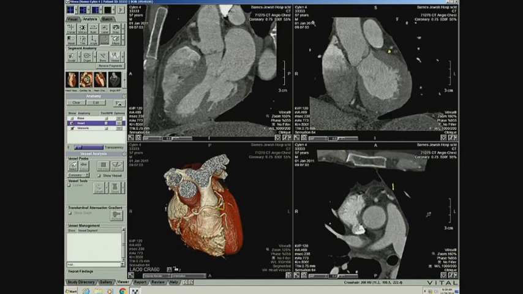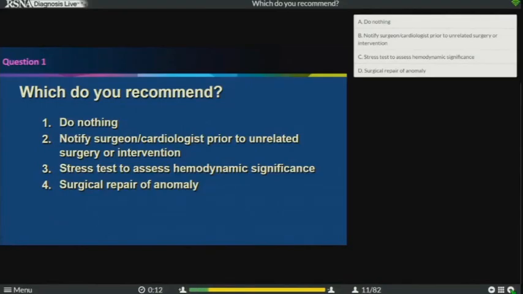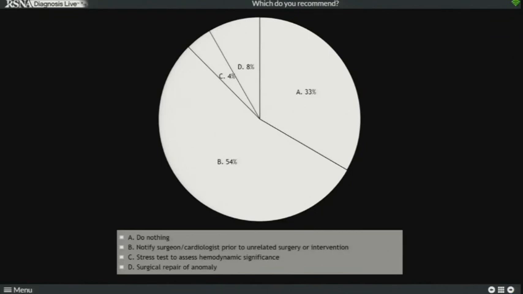So let's go back to our ARS questions, please. Can you bring up an ARS question? Same options here. What's our recommendation for this? Do nothing, notify the surgeon and cardiologist prior to unrelated surgery or intervention, stress test to assess the hemodynamic significance, or surgical repair of the anomalies. Please put in your answers. And let's see the answers, please. So this is one that we basically would notify the surgeon and cardiologist prior to unrelated surgery.